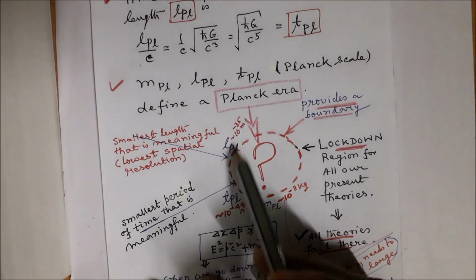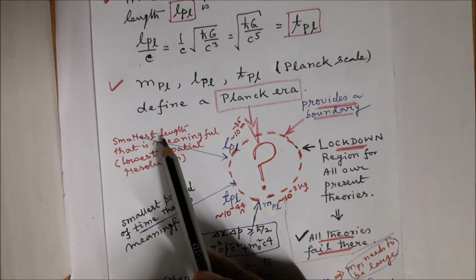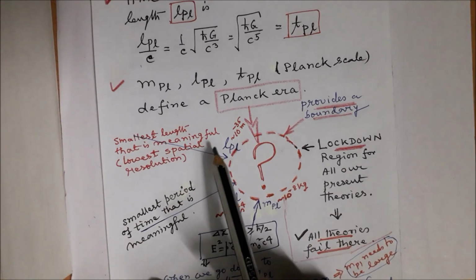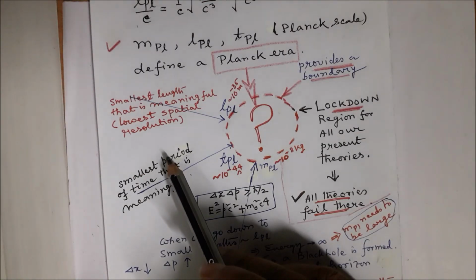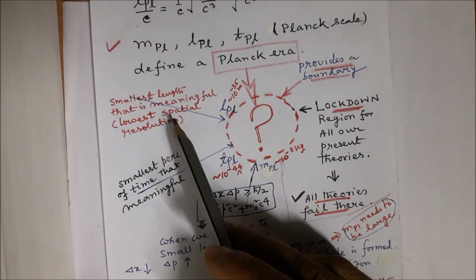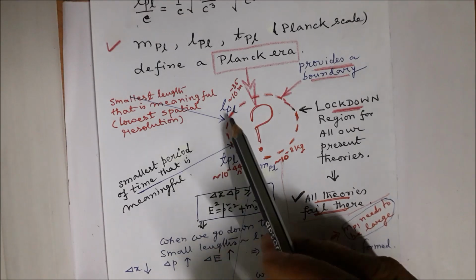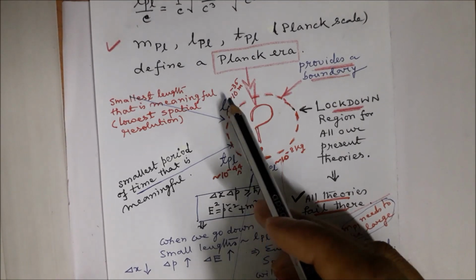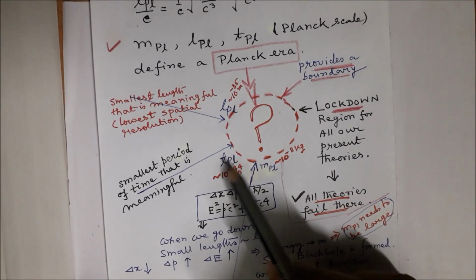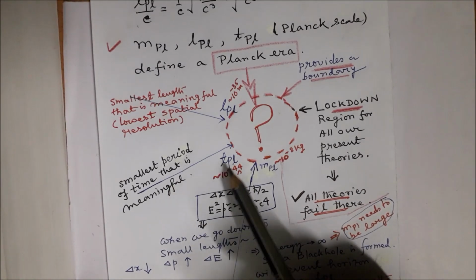Now what is LPL? LPL is of the order of 10 to the minus 35. LPL is the smallest length that is meaningful. It is the lowest spatial resolution. It is not legitimate or meaningful to ask what would happen if we go down still further. The question itself is meaningless. TPL or Planck time represents similarly the smallest period of time that is meaningful. We cannot think of a smaller time.